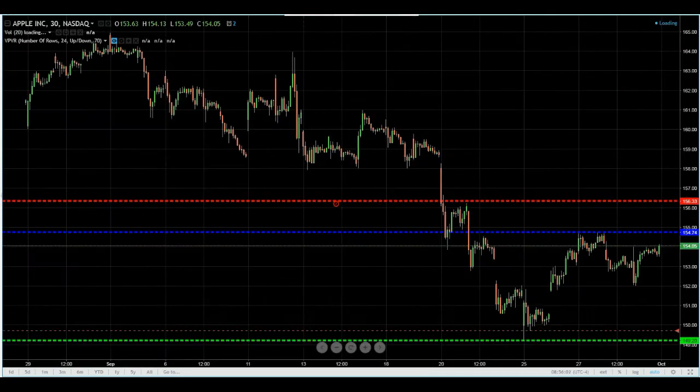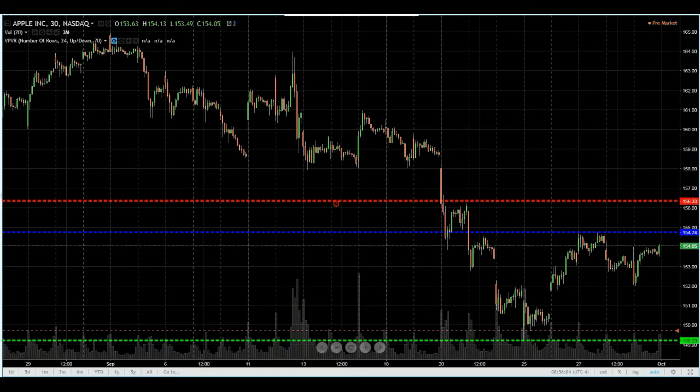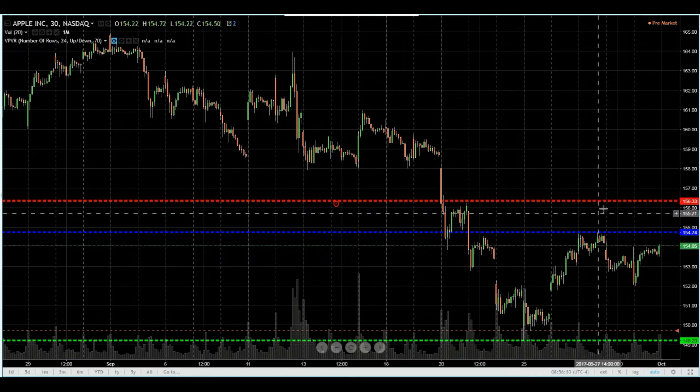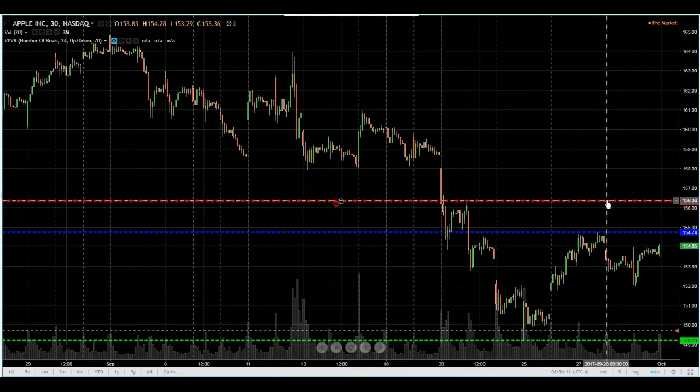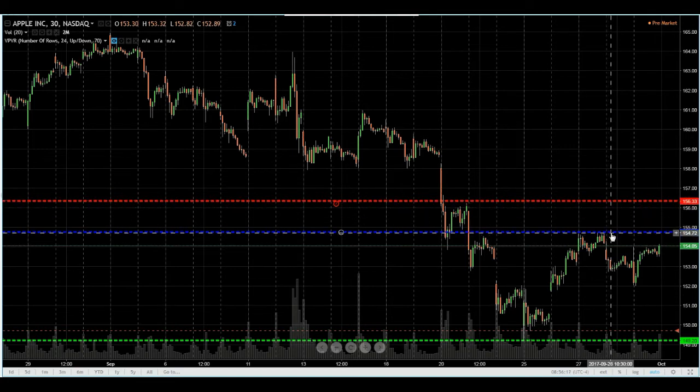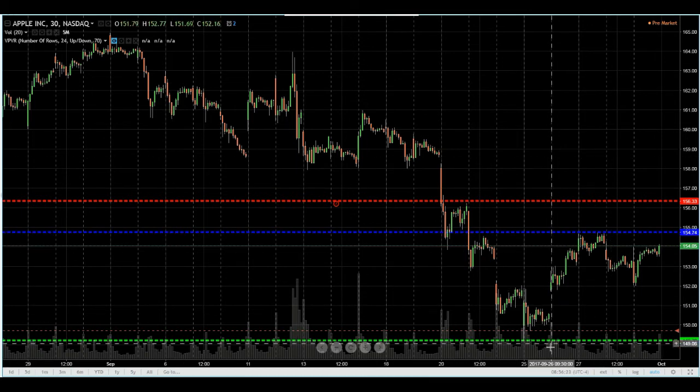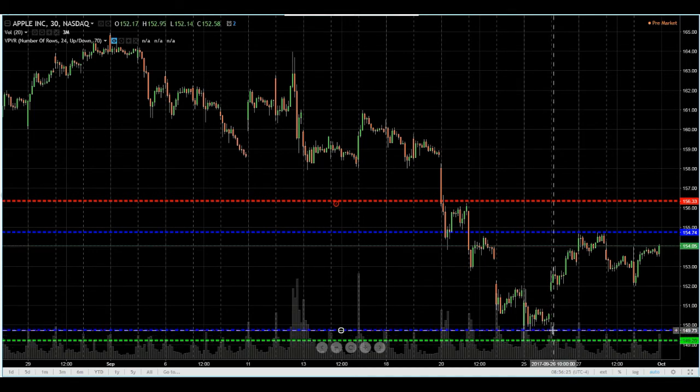Moving next to Apple. Apple, I'm really mostly interested in shorting Apple right now. And this is the level I'd love to short it at, 156.38. Nearest liquidity is 154.72. There is liquidity on the downside, obviously, that I forgot to mark in. Probably somewhere around this level here.